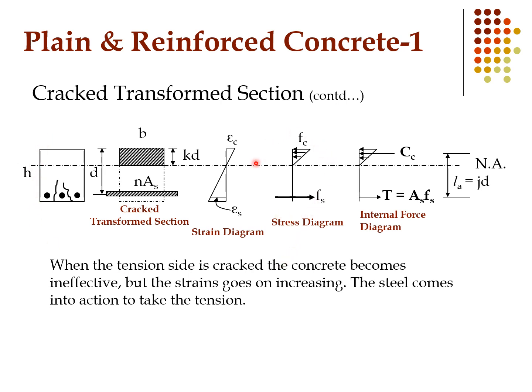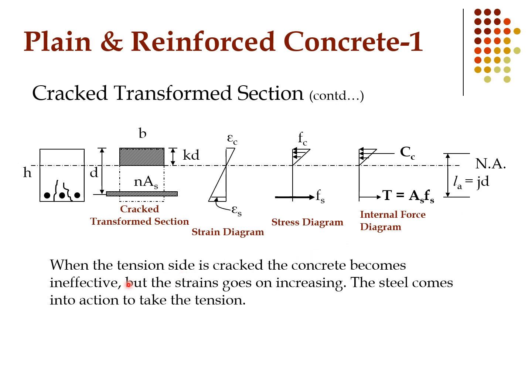So we have the stress diagram. You can see that fc is the top stress at the concrete. fs is the stress in the steel. This Cc is the internal resultant compression force, and this T is the internal resistive tension force. T is equal to As times fs. The distance between that T and C is the lever arm, which is equal to jd.